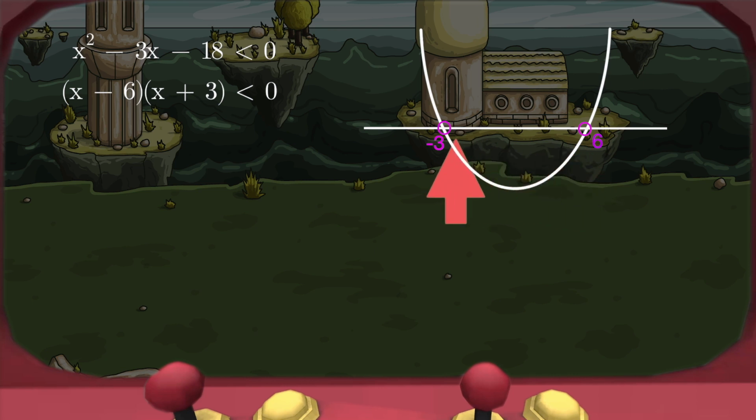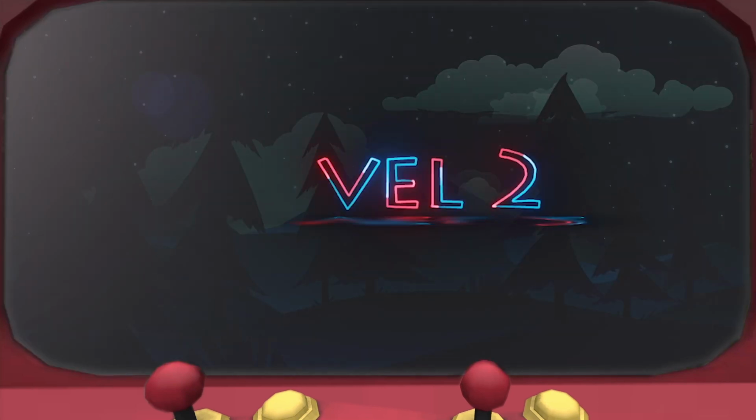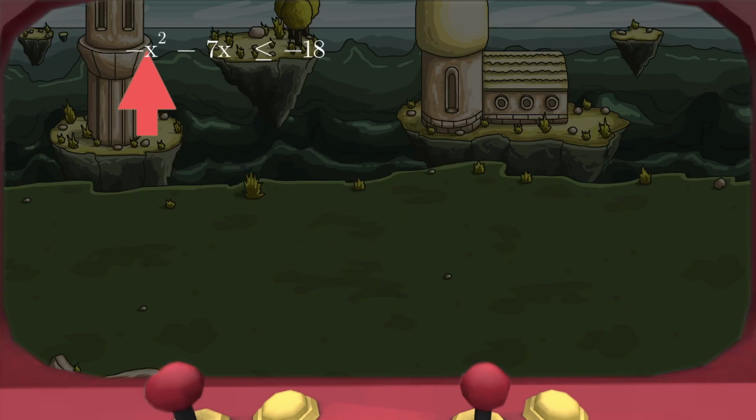Okay, it's all the values from -3 to 6 that will give us a parabola that is below the x-axis. So we can write it as x must be greater than -3 and less than 6. And there we go. So let's look at a last example. Now here we have minus x squared minus 7x is less than or equal to minus 18.